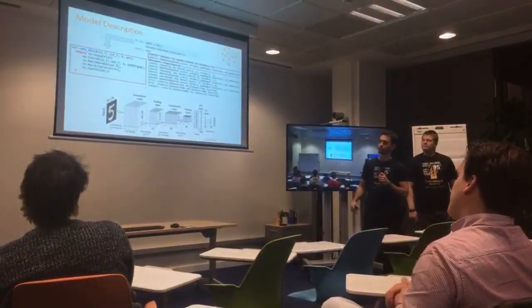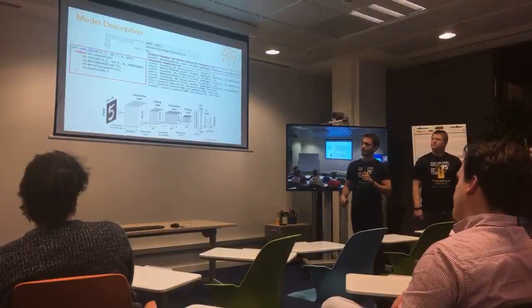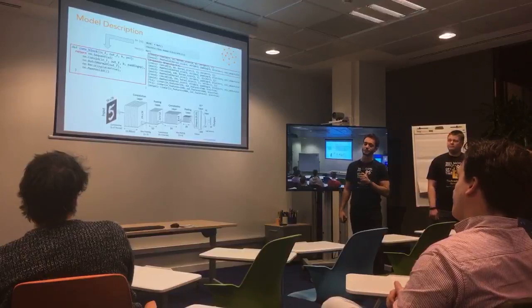But we use the popular Python framework to implement this model. This is a snippet that we have used during the coding part of this project.